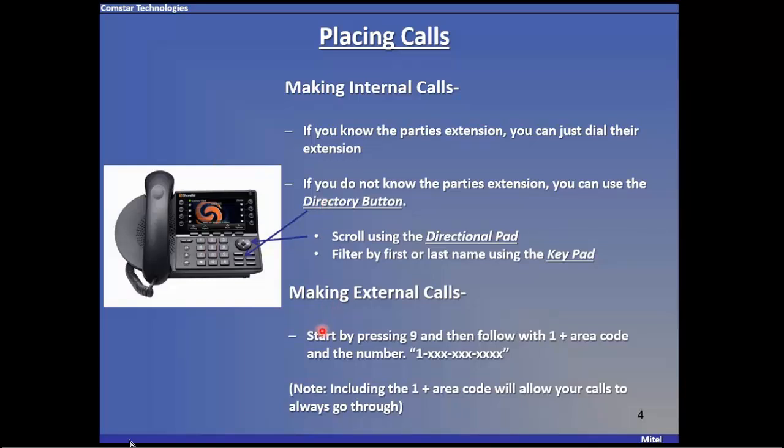When you're making external calls, you're going to press 9 plus 1 followed by the area code, just like you do now. So nothing changes in that regard. And just to keep in mind, when you go to place a call, you can just start dialing. You don't need to select a line because the phone will do that for you. So the minute you start dialing, it selects an open line for you.